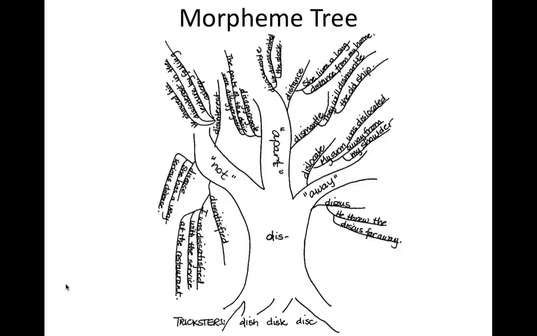Morpheme trees can also be developed where the trunk displays the morpheme, in this case the prefix dis, D-I-S. Each limb represents one of the meanings related to the prefix dis. You can see here that the three meanings are not, apart, and away. Examples of words that have dis as a prefix are written on the appropriate limb, along with a sentence using the word. The roots represent trickster words that look like they may have the prefix dis, but the letters dis are actually a part of the root word. Feel free to push pause to take a closer look at this example of the morpheme tree.